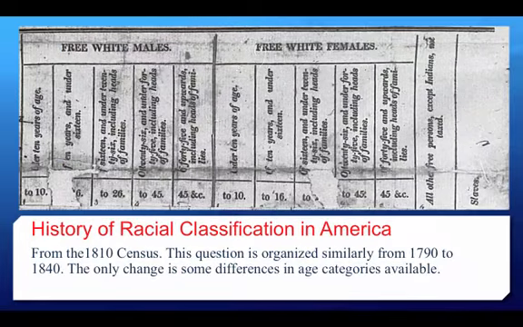So here's the 1810 census, and this one is very similar to what you might find in the census from 1790 to 1840. Here you're making a distinction between free white males and free white females, and then other categories, except for Indians, and then you have slaves. This distinction between whites and slaves is made consistently in this time period.